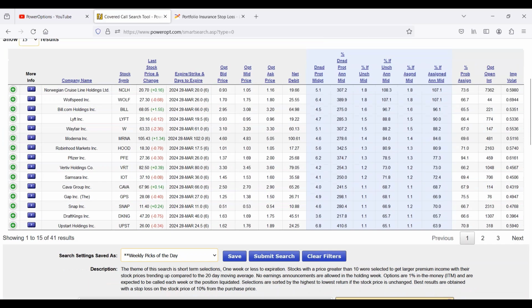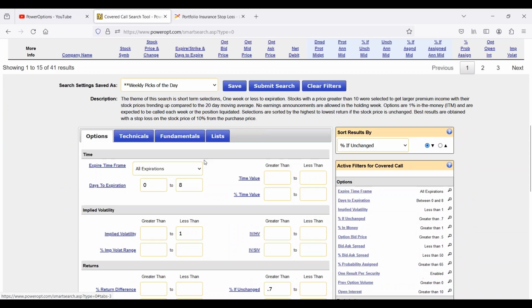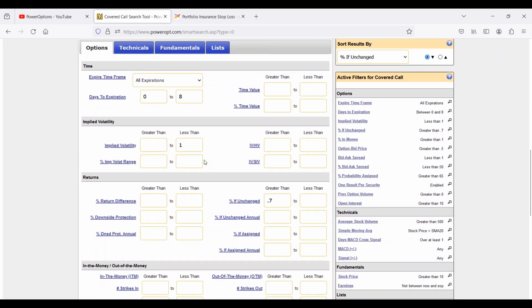And as we mentioned here, we have the default search results. These are based on our default criteria. Of course, in every strategy, you have roughly about 20 to 25 different option criteria you can filter by, and about 20 to 25 different stock technicals and stock fundamentals you can filter by as well.